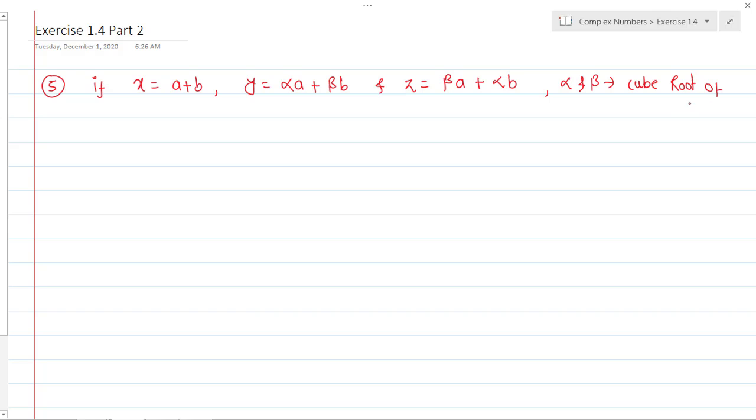So question number 5 says that if x is equal to a plus b, y is equal to alpha a plus beta b, and z is equal to beta a plus alpha b, where alpha and beta are the cube roots of unity, then show that x into y into z is equal to a cube plus b cube.